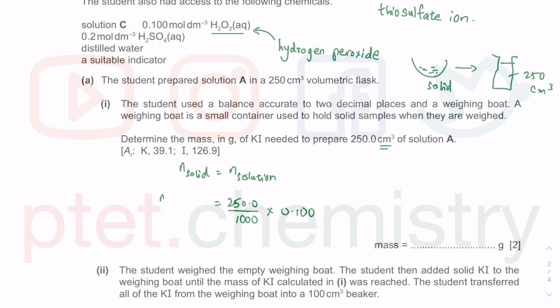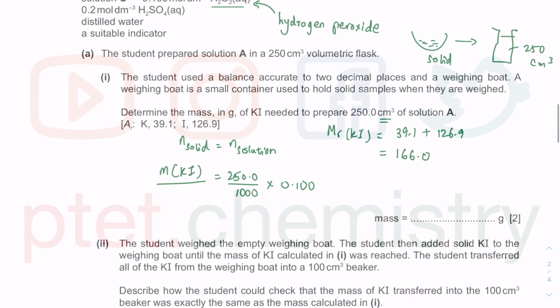0.100. I don't know the mass of the solid, so the mass of the KI, probably best if I do M and then bracket KI. I need the Mr of the KI, so I can do this on the side. Based on the information given, the Mr of the KI is 39.1 plus 126.9. I get 166.0. Your calculator will not show you the 0.0. That one is decision making again based on the 1 decimal place Ar as given in the question. So there's 166.0.